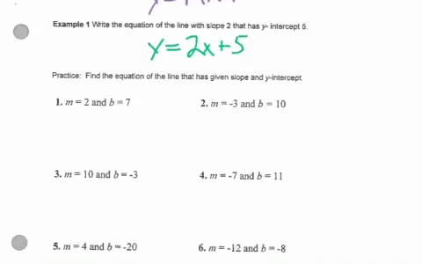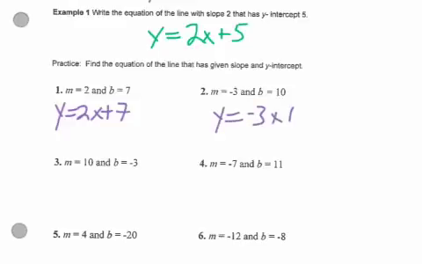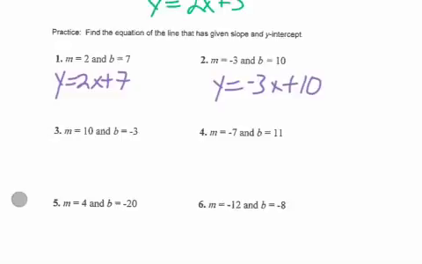So I'm just going to do a couple of these. You can do most of these on your own. So these are just simple substitution. Here's my m, here's my b, so this one would be y equals 2x plus 7. For number 2, it would be y equals negative 3x plus 10. Okay, so go ahead and do the rest of these on this page, and if you need to, go ahead and check your answers, and I'll go over a couple examples on the next page.